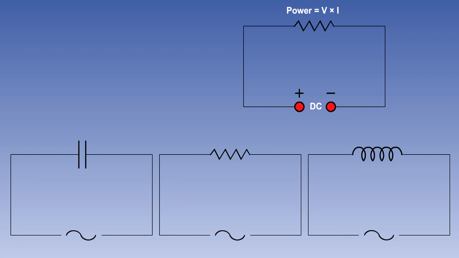To see the effects of resistance, inductance, and capacitance on power, we will examine them separately. And then we will look at a practical circuit having a combination of all three.